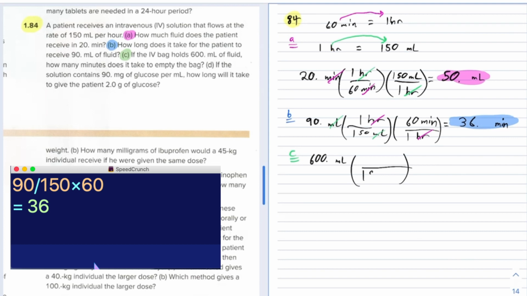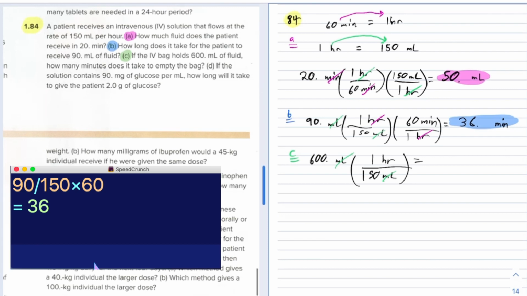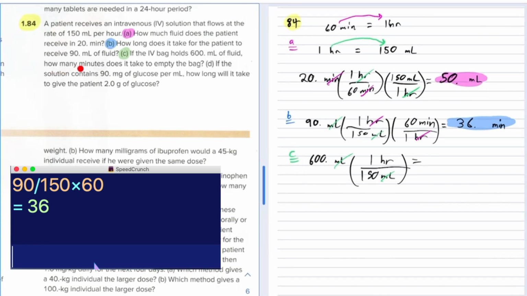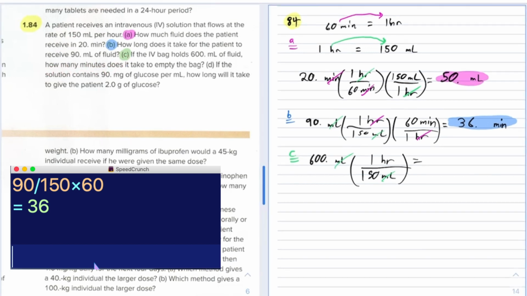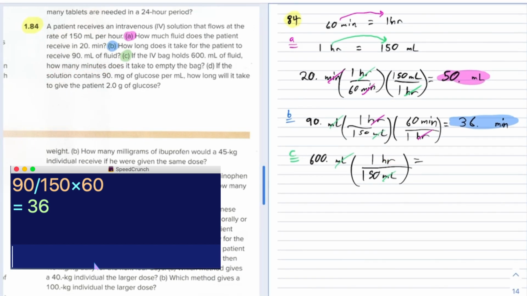Okay, so 150 milliliters is in 1 hour. And we can leave it at hours if you want. It's asking how many minutes, so we've got to convert to minutes. It'll take 4 hours, but let's convert hours to minutes.